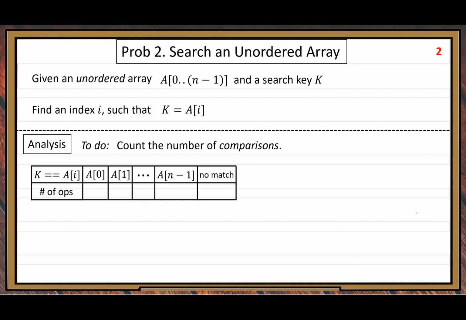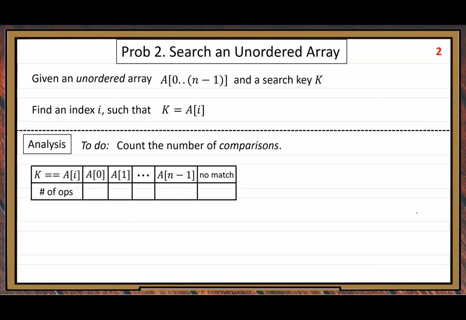So let us do the chart here. Let us consider all the possible cases for the comparisons. Look at the given key: the key equals one of the elements in the given array, and the last case, no match. So we consider those n plus 1 cases. The total, there are n plus 1 cases. For each case, let us look at the number of operations.